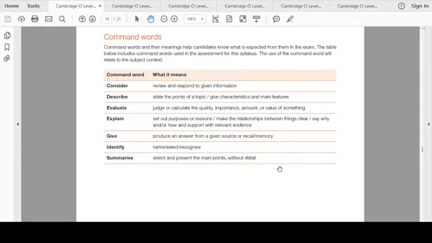These are some command words that you need to be familiar with. If you come across any one of these in a question, then you need to know what it is exactly that the question is expecting you to do. So if the question is saying consider something, it means review and respond to given information. If the question is saying describe something, then it means state the points of a topic or give characteristics and main features.